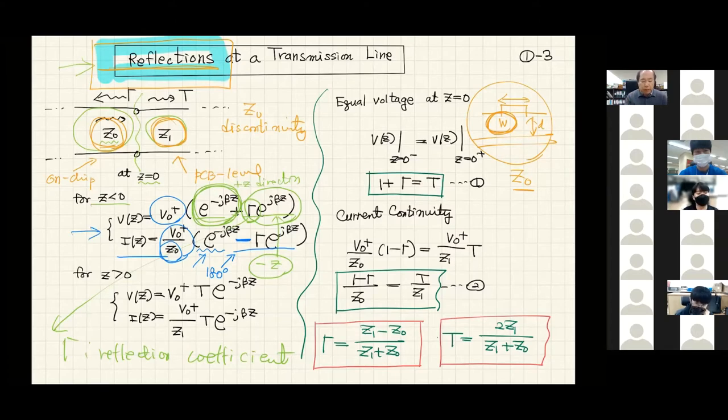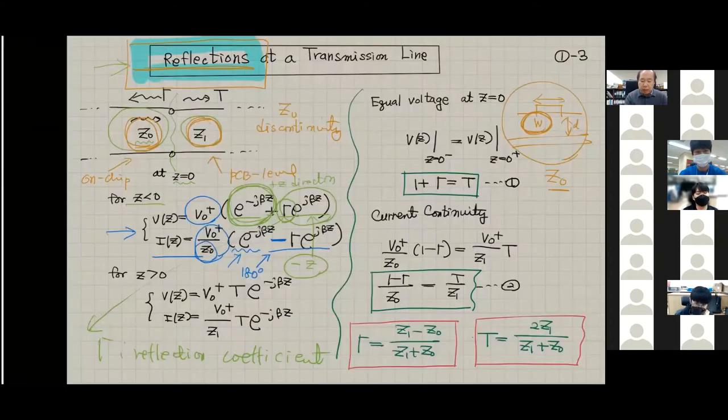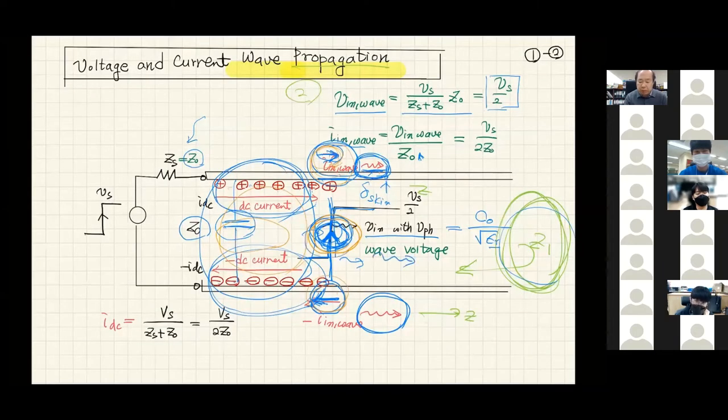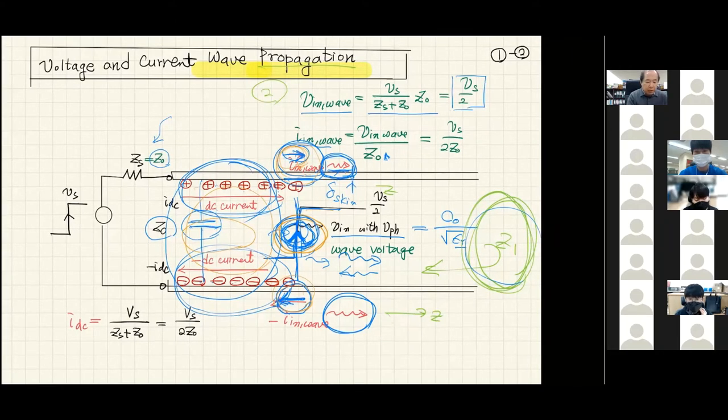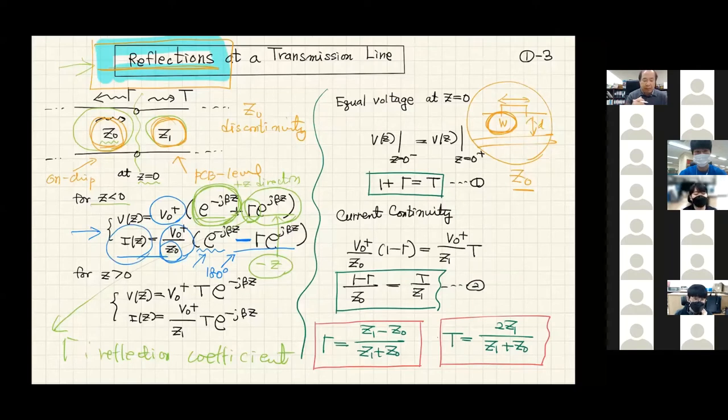The voltage wave has two components, because if we have impedance discontinuities, this wave will propagate in the z direction, but we will also have a voltage wave propagating in the minus z direction. However, in the current wave, when it is reflected, the phase changes by 180 degrees. That is why we have a minus reflection coefficient. After this impedance discontinuity, some of the wave will even be transmitted, and the transmitted component is represented by T, the transmission coefficient.